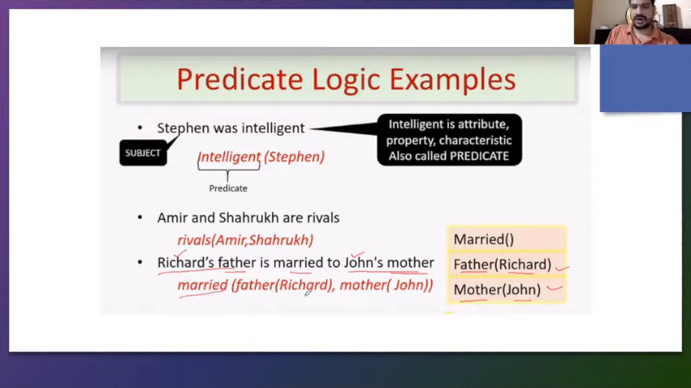Father of Richard's father and John's mother are married to each other. In that way, we can write it down. So this is how we can write it down with the help of predicate logic. I think you understand we have to find out the predicate first. Predicate is nothing but the attribute, the property or the characteristics of the subject. And inside that we have to write the subjects.